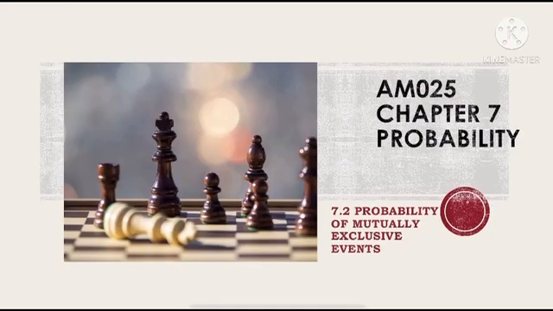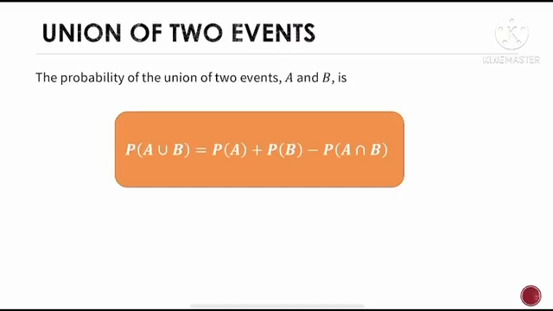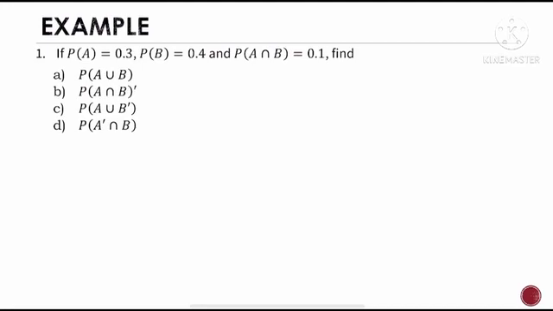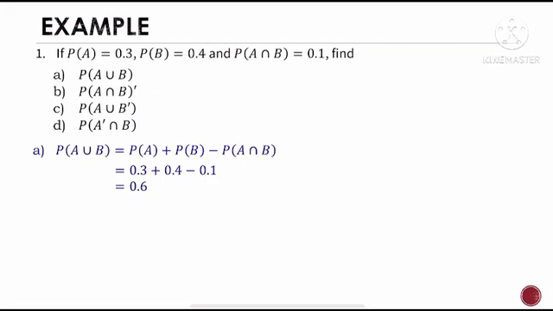Everyone, in this video we are going to learn about the probability of mutually exclusive events. The probability of the union of two events is P(A union B) equals P(A) plus P(B) minus P(A intersect B). In this example, we want to find the four probabilities by using the given P(A), P(B) and P(A intersect B). Question A is P(A union B), which equals P(A) plus P(B) minus P(A intersect B). So just substitute the values and calculate the answer.